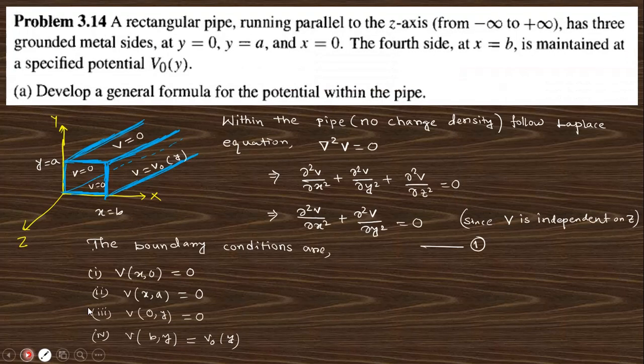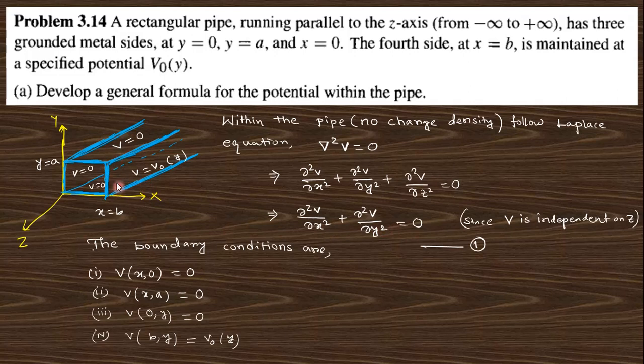Go to the next question, which says 3.14, a rectangular pipe running parallel to the z direction. This is a rectangular pipe parallel to the z direction, minus infinity to plus infinity, that has three grounded metal plates. These three plates are grounded, and this is having a potential, right? So develop a general formula for the potential within the pipe. So we need to find the potential within the pipe. Within the pipe there is no charge, so we can write down the Laplace equation for this region, and this Laplace equation is like that, and there is no z variation, so we take only these two.